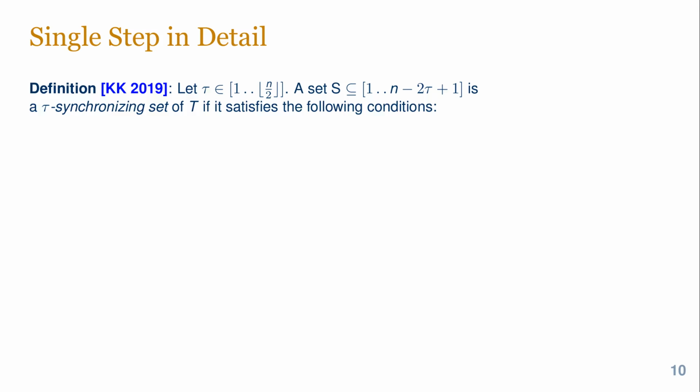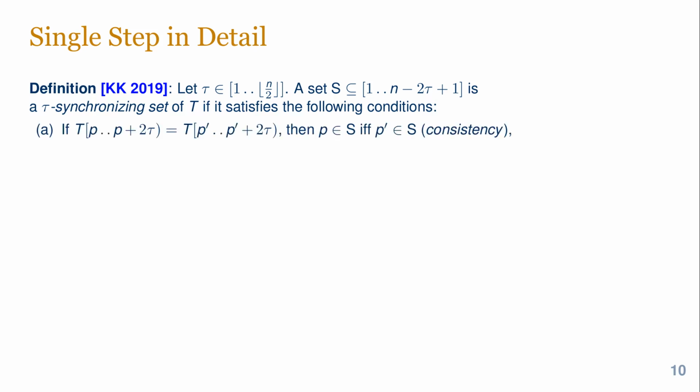In 2019, we introduced the following definition. Let tau be any integer between 1 and n over 2. A subset of positions S is a tau synchronizing set of t if it satisfies the following conditions. First, whenever any two positions p and p' have equal right length 2 tau context in t, either both or neither of them are in S. This is called the consistency condition.